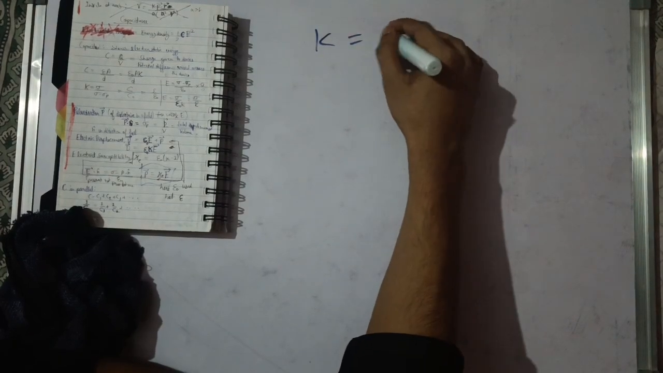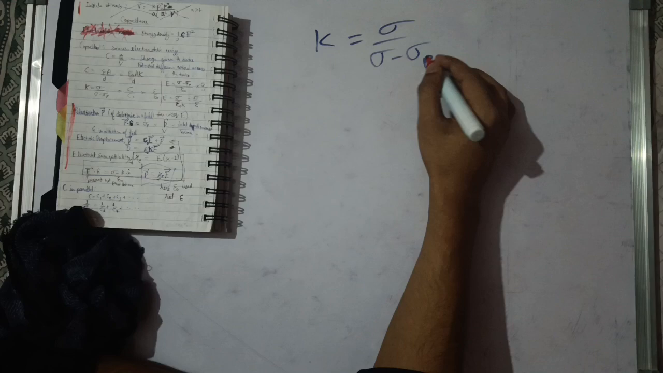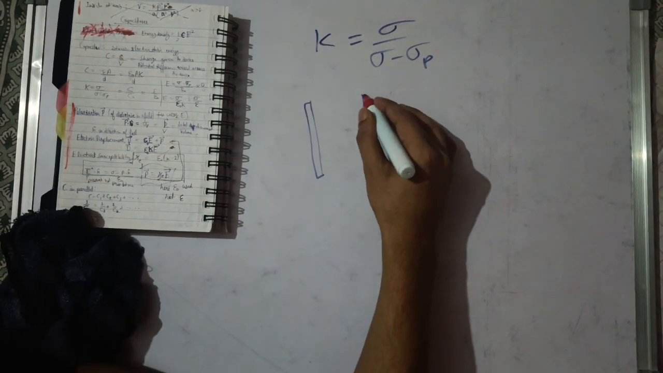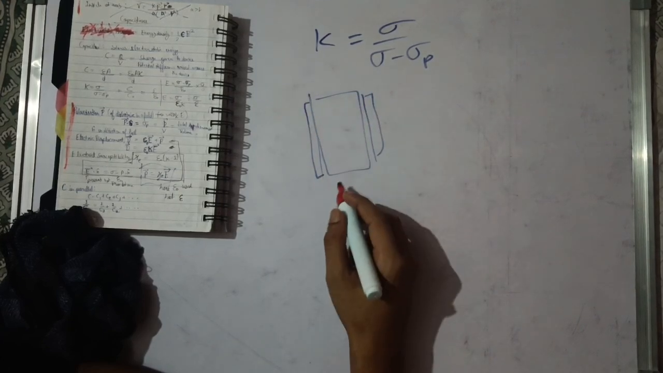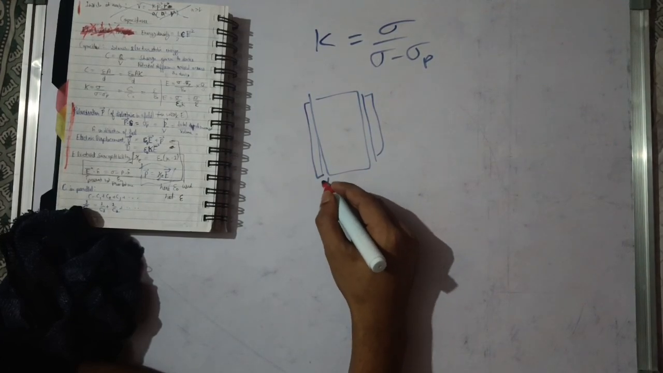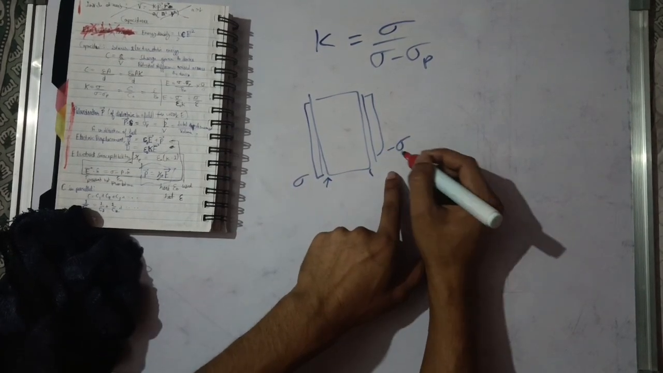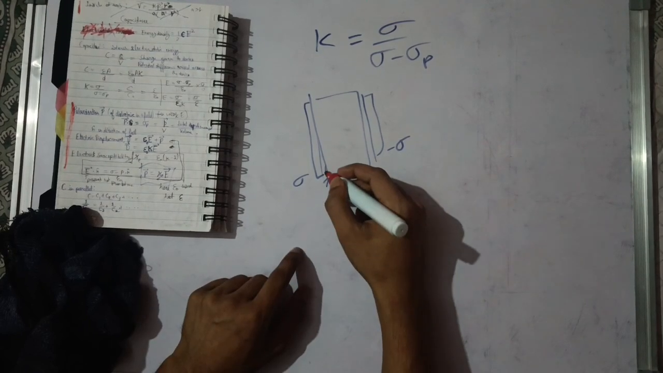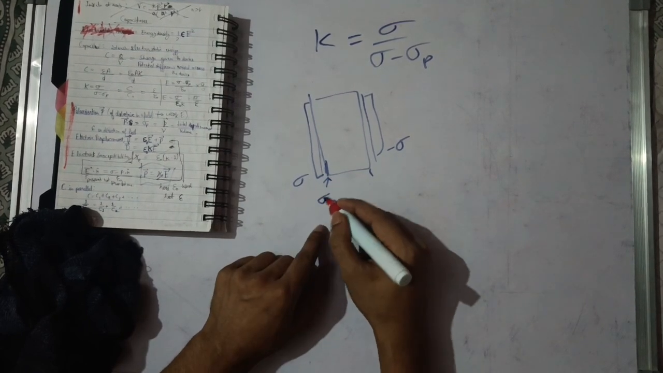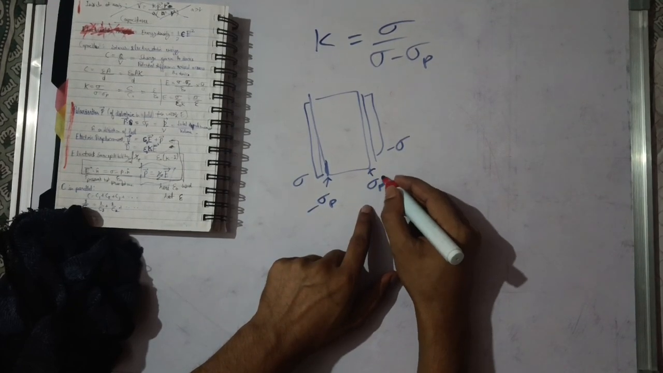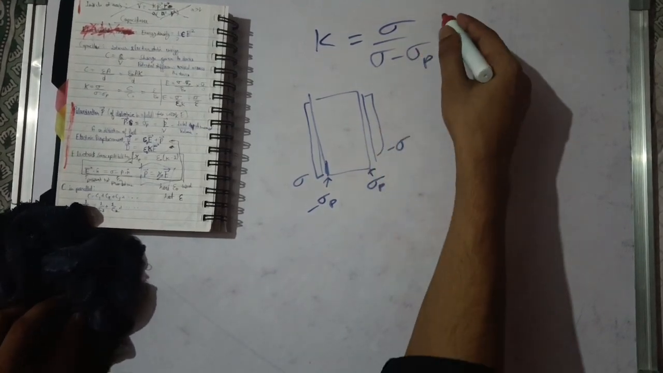So far we were talking about dielectric constant, whose formula we found to be sigma upon sigma minus sigma p. There were two plates completely filled with a dielectric, with sigma charge density on one plate and minus sigma on the other. On this side of the dielectric there was minus sigma p surface charge density, and on this side there was sigma p surface charge density. And this was the formula of dielectric constant.